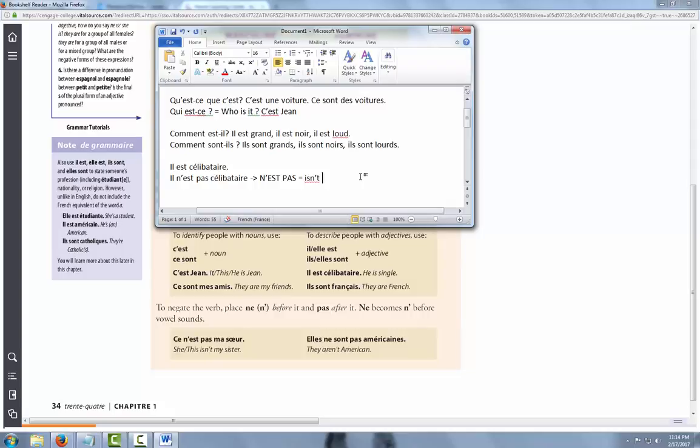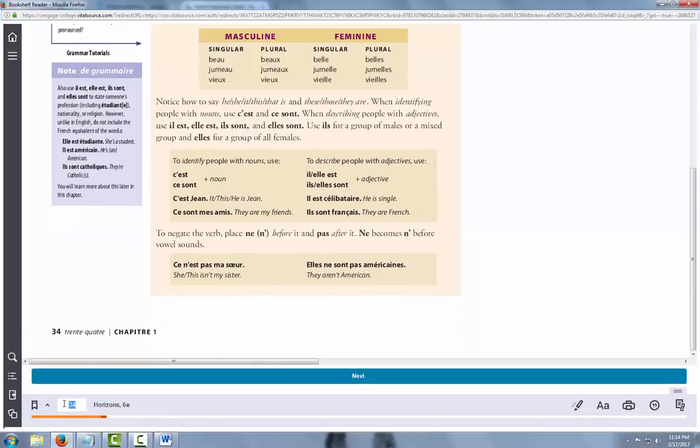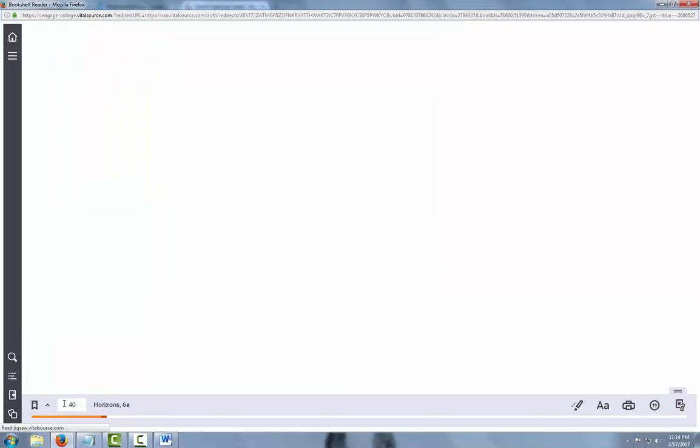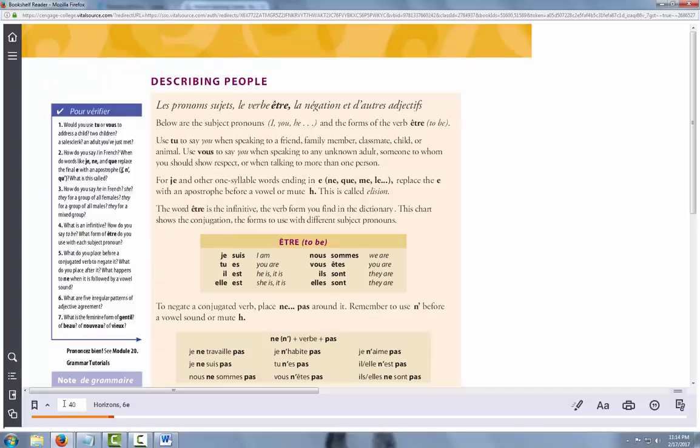Okay? So I'm going to now skip to another page, page 40. I'm hoping it's gonna let me. Yay, works today. And it should make the font bigger. Yes. Okay. So this is for the conjugation of the verb être.